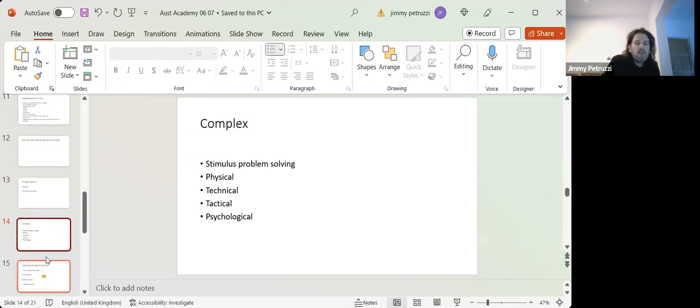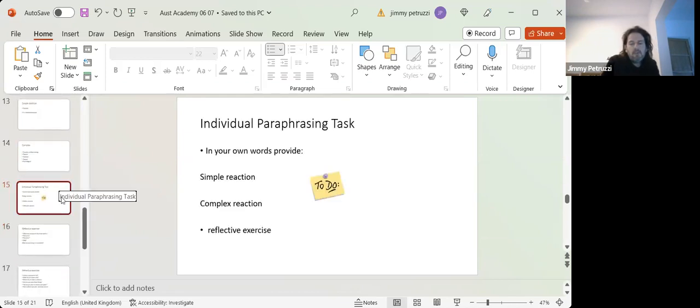So what we're going to do now is go into more detail, but before we do that, here's a task for you for a moment. Think about, in your own words, and you can write down if you want, what a simple reaction is and what a complex reaction is. You don't have to be too concerned if you're not quite sure just yet, but just think for a moment what they are. And then we're going to look at some more exercises to work on that, and we'll go from there, which is key.